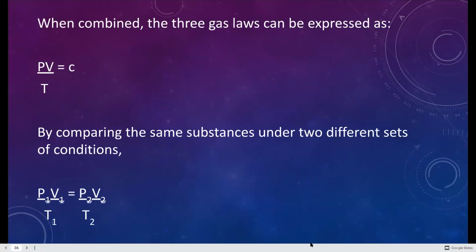I think we're running out of time. We only have 9 minutes left, and I think it is not enough for me to discuss the problem with combined gas laws. So let's have the combined gas laws by next meeting. Is that okay? It's okay, teacher. Let's take this little by little, because we'll be using this in your grade 11 and grade 12, even college.